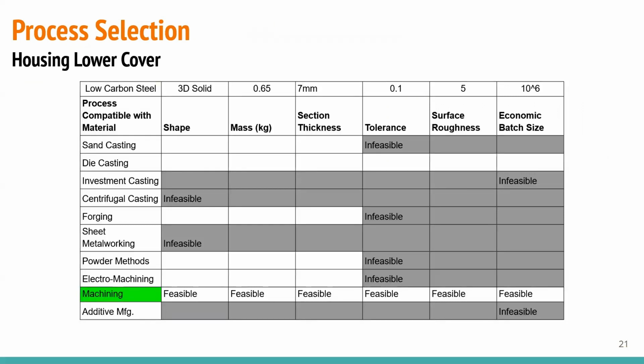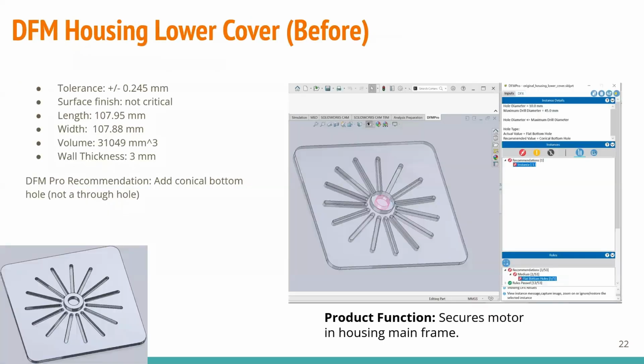The two valid candidate processes for the housing lower cover are die casting and machining. Most other processes fail due to the tight tolerances. We chose CNC machining as our process to save on costs associated with a die mold. Machining the original costs $5.20. The main expense was a 4mm face milling around the center boss.